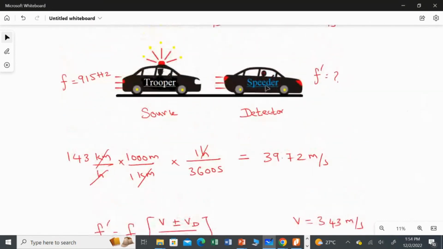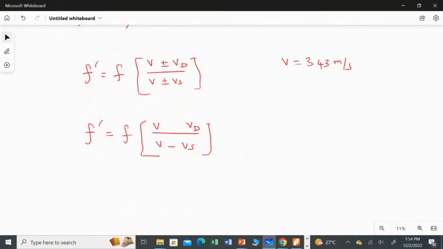You have to see the figure. This speeder is going away from the trooper. Am I right? He is not going towards the trooper. He is going away from the trooper. In the theory we studied, if the detector is moving towards the source, it will have the positive value in the top. If the detector is moving away from the source, it will have the negative value. So here, as per the figure, the speeder is going away from the trooper. So that means the sign in the top will also be negative. Clear? Now I'm going to substitute the value.